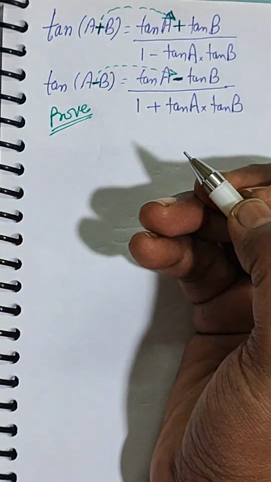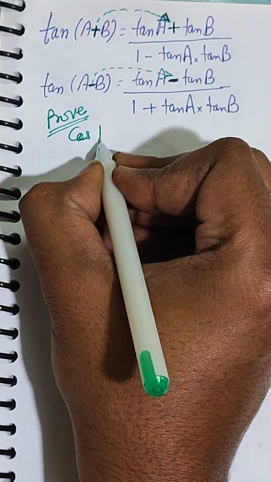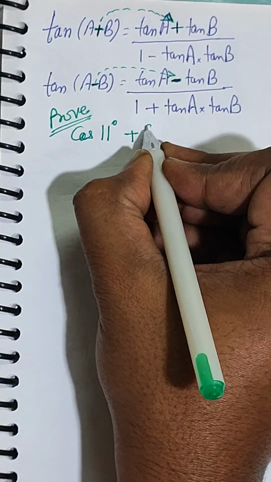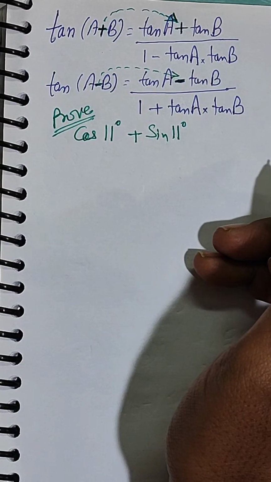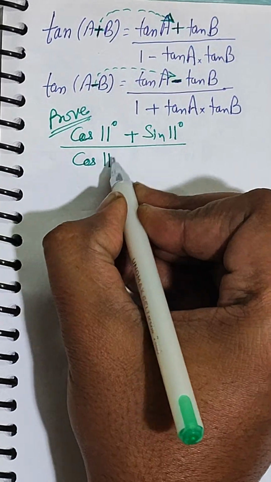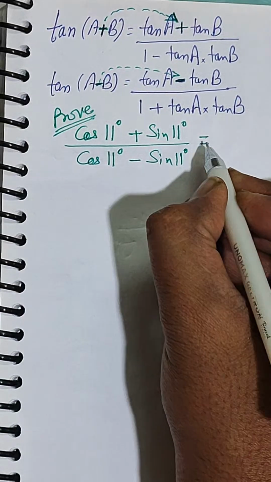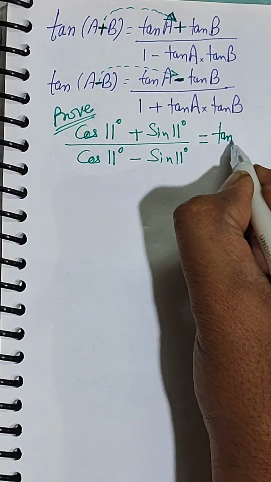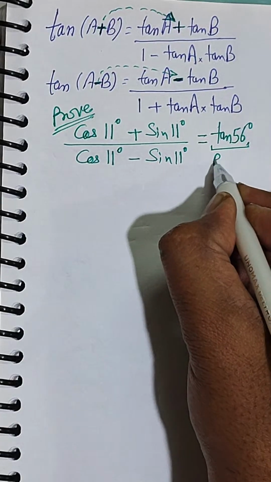where we need to prove that cos 11 plus sine 11, cos 11 plus sine 11, divided by cos 11 minus sine 11, is equal to tan 56 degree. This we need to prove.